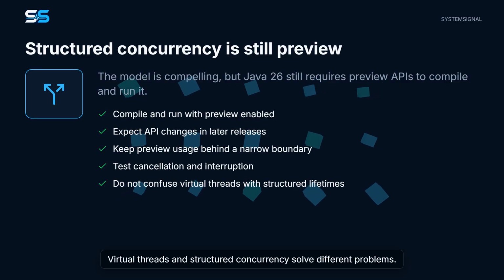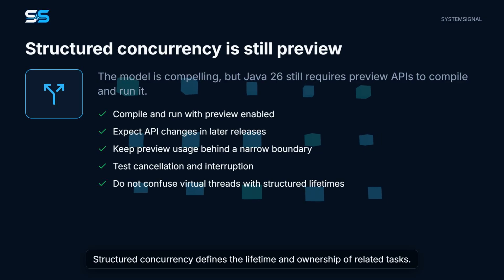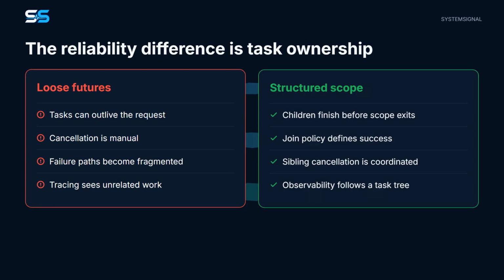Virtual threads and structured concurrency solve different problems. Virtual threads make blocking tasks cheap enough to represent abundant concurrent work. Structured concurrency defines the lifetime and ownership of related tasks. Using one does not automatically provide the other. The difference is not merely syntax.